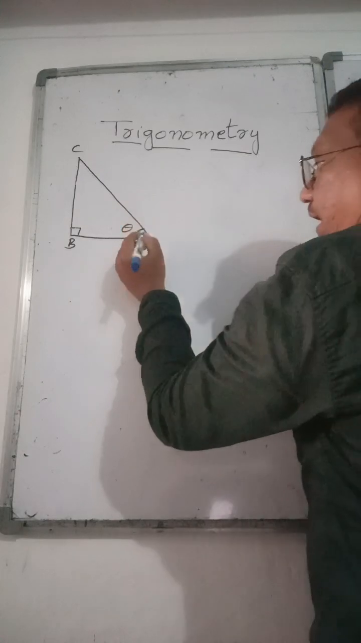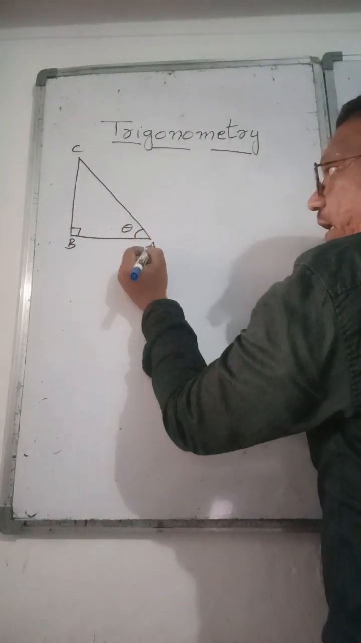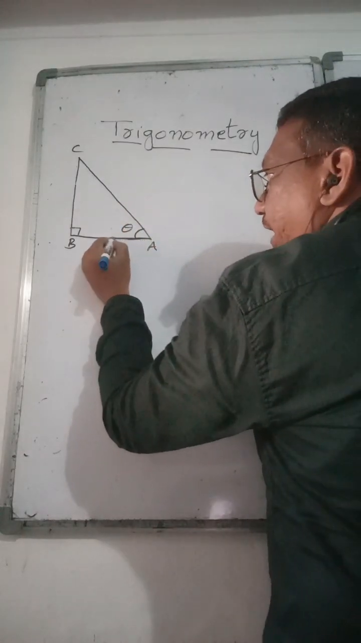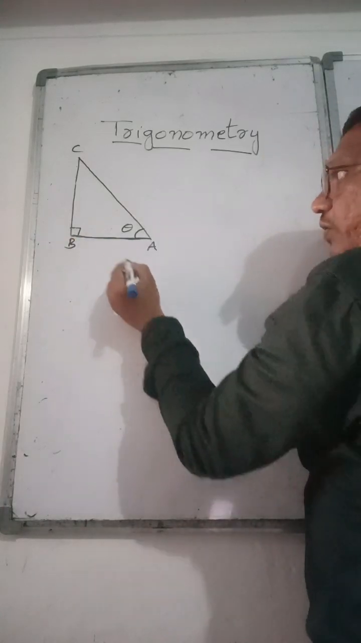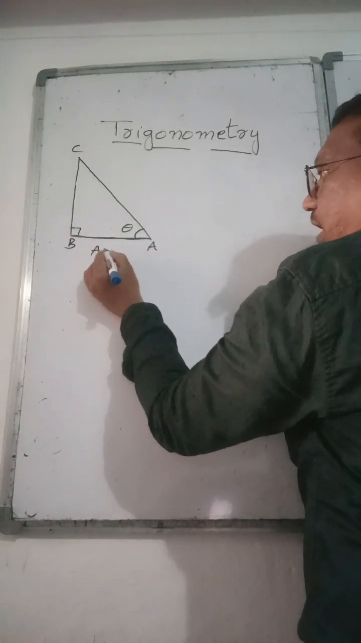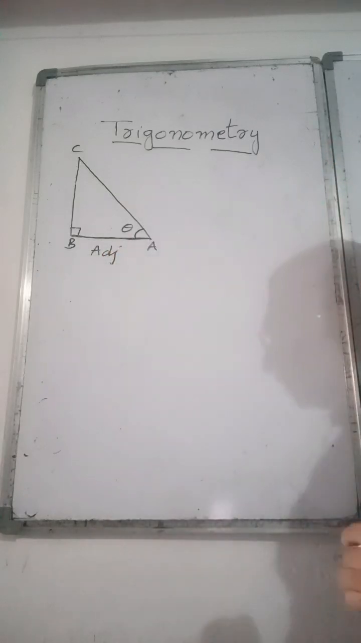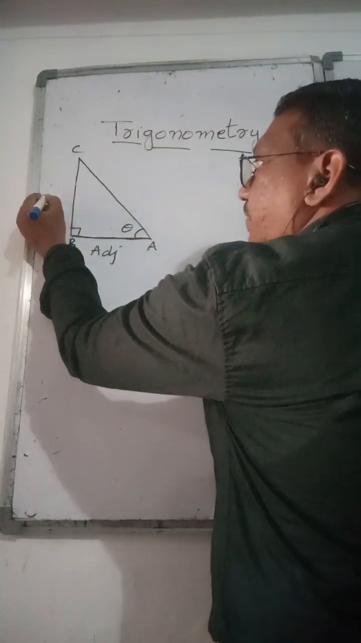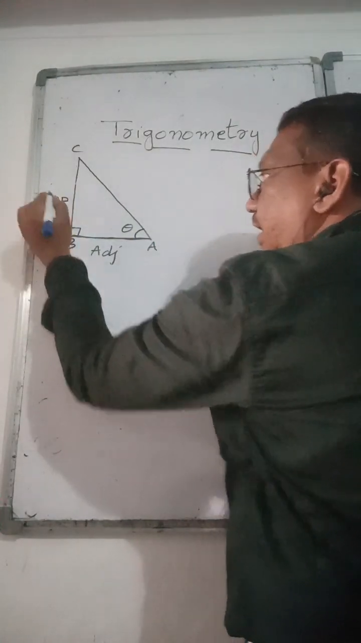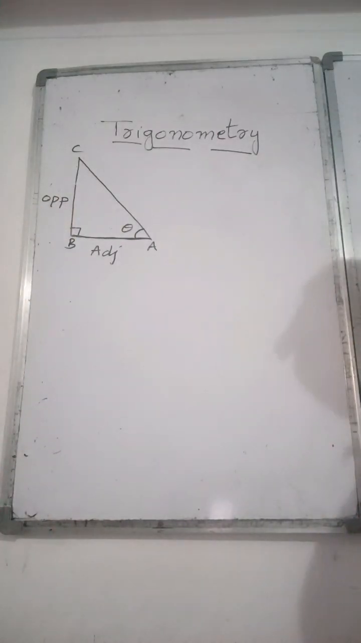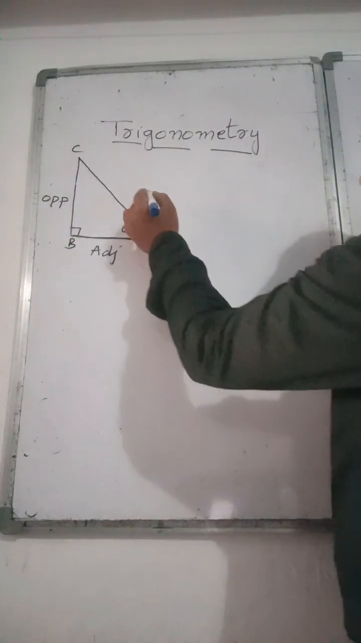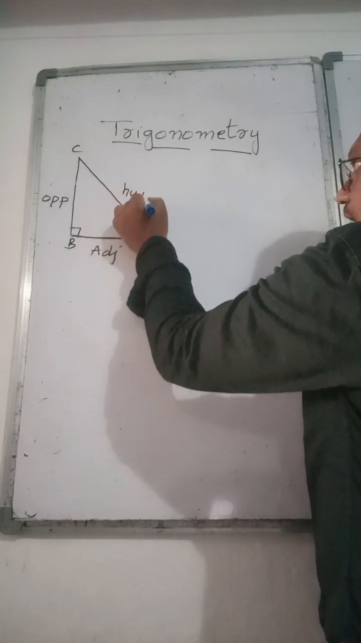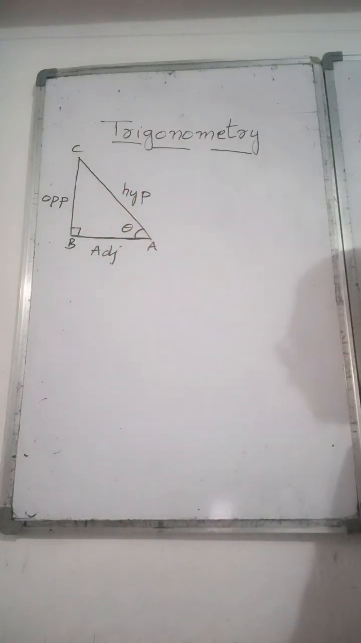Here, this is the angle A, and this side is attached to the angle A, that means adjacent to the angle A. So we will call this the adjacent side of angle A or theta, and this is the opposite side of angle A. That's why we call it the opposite of angle A or theta. And you know that the longest side of a right angle triangle is the hypotenuse.